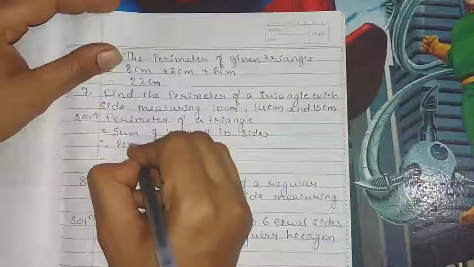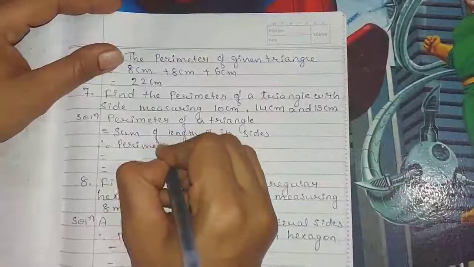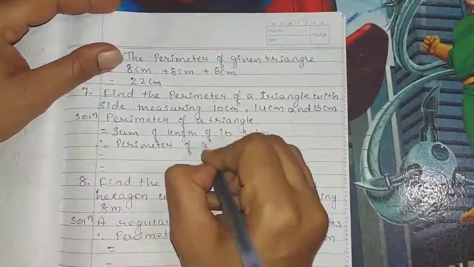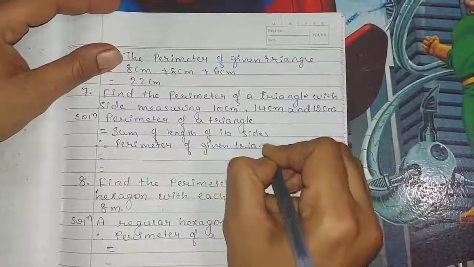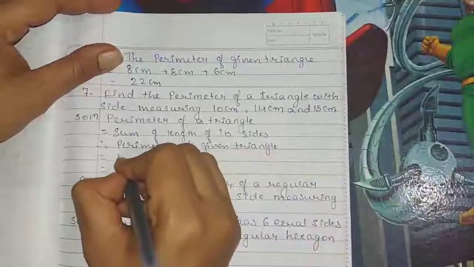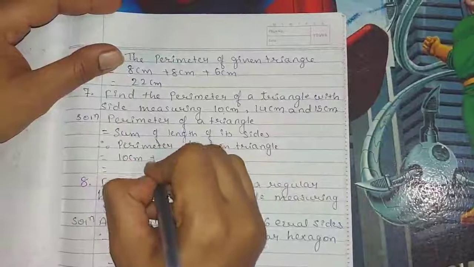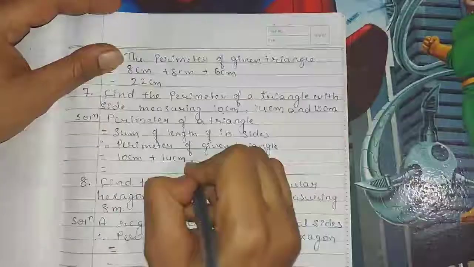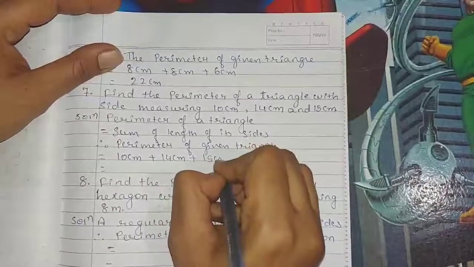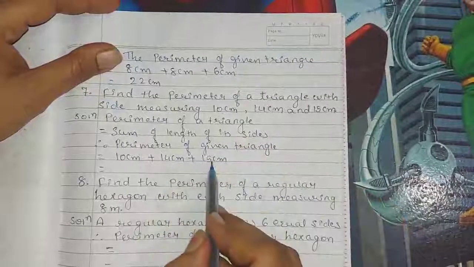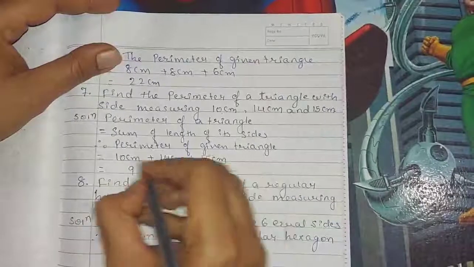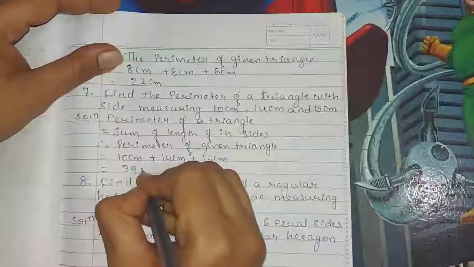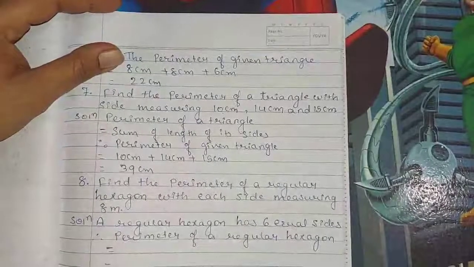Therefore, perimeter of given triangle equals 10 centimeter plus 14 centimeter plus 15 centimeter. Now if we add this, 5 plus 4 is 9 and 1 plus 1 plus 1, 3. 39 centimeter.